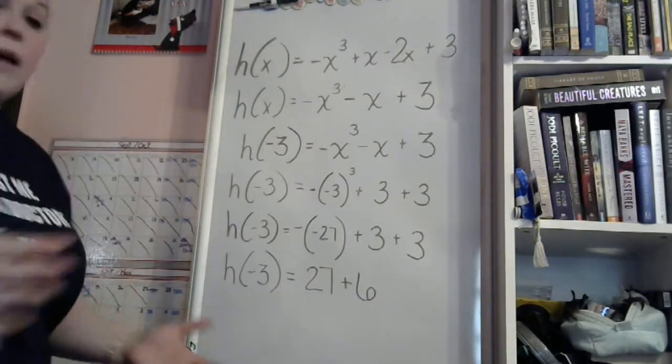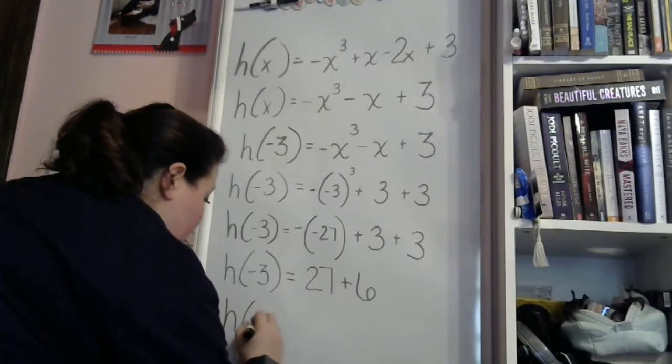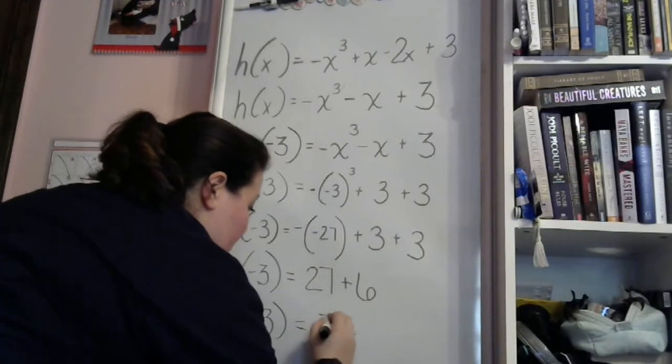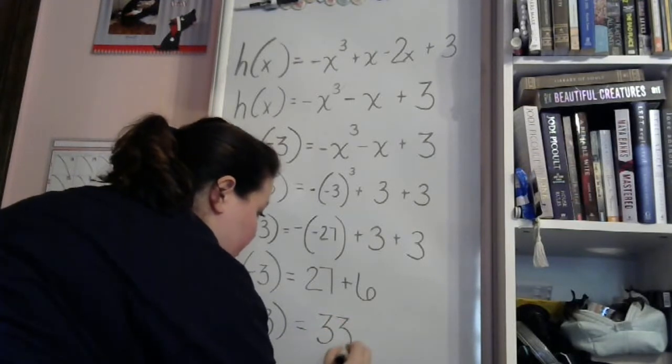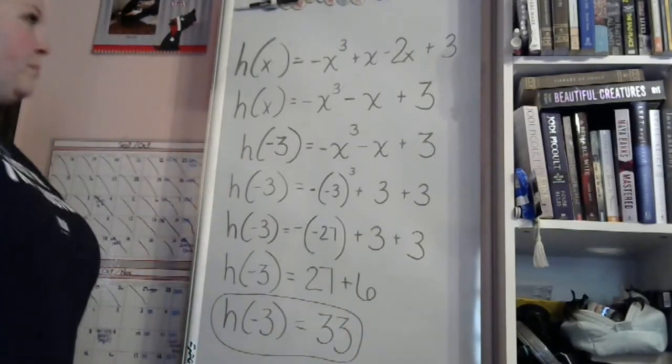So now our very last step is going to be our answer. So h to the negative 3 equals 33. That's how you write your answer.